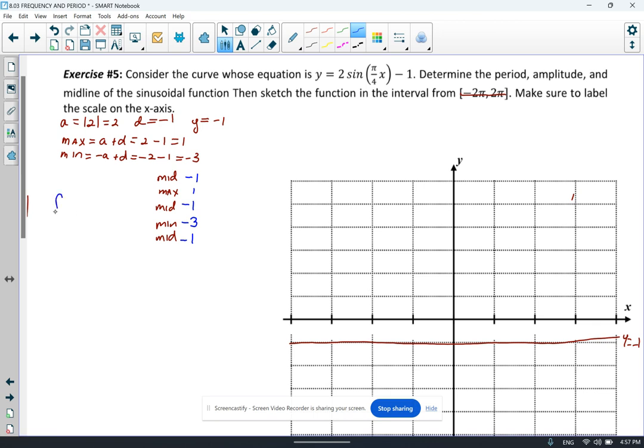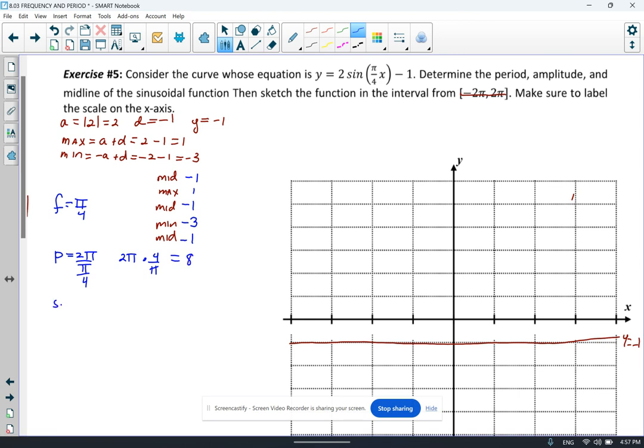The frequency of the graph is the number that appears between the angle measure and the function. So in this case, it's pi over 4. We're going to convert that into a period by dividing 2 pi by pi over 4. So you're going to go keep, change, flip. And that gives you a period of 8.